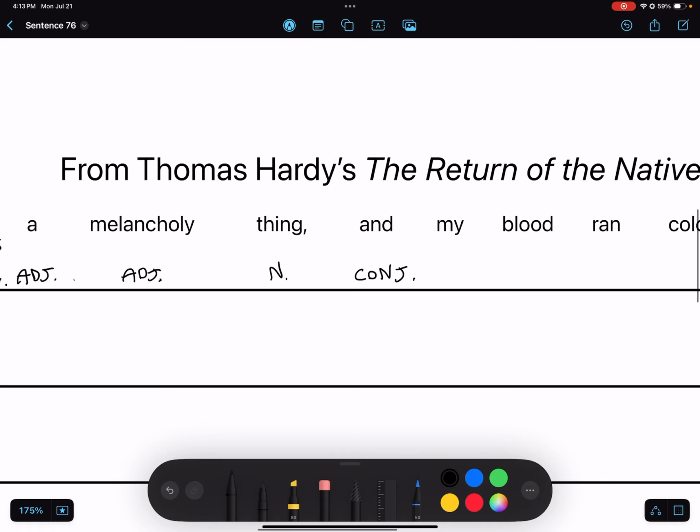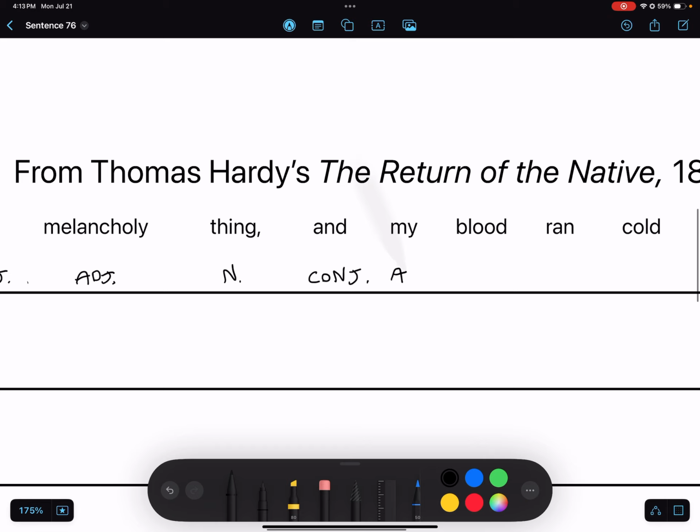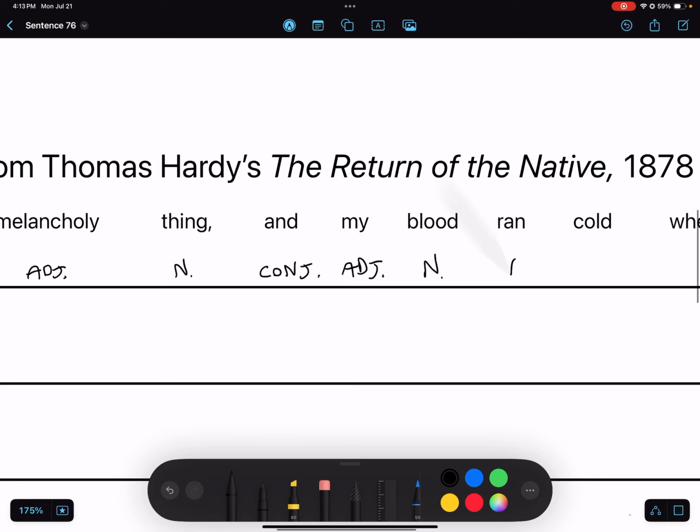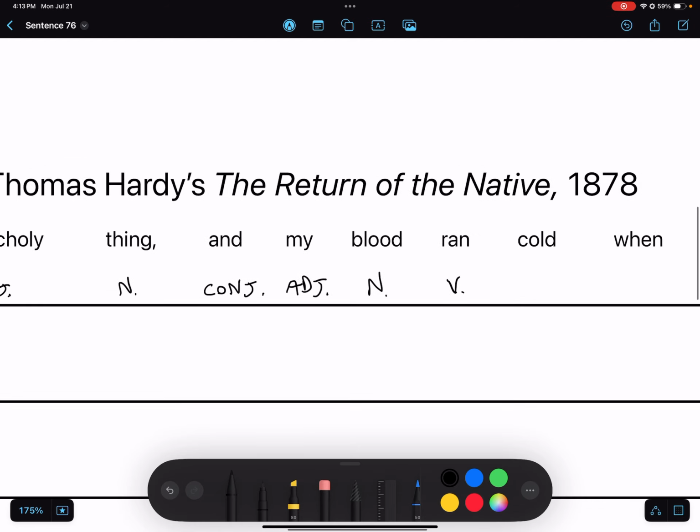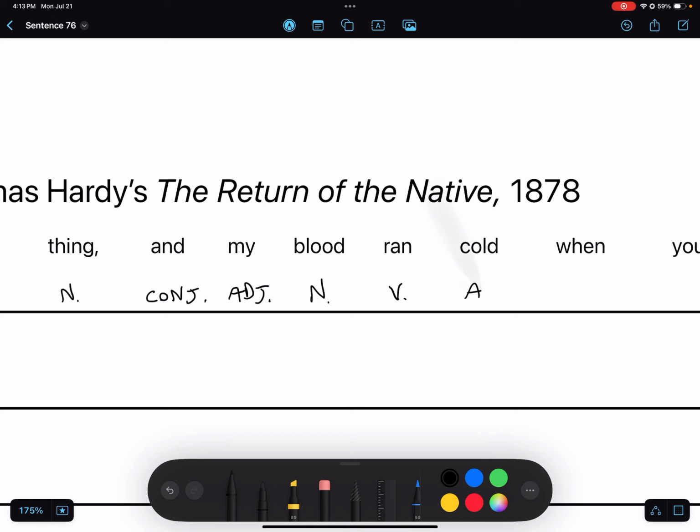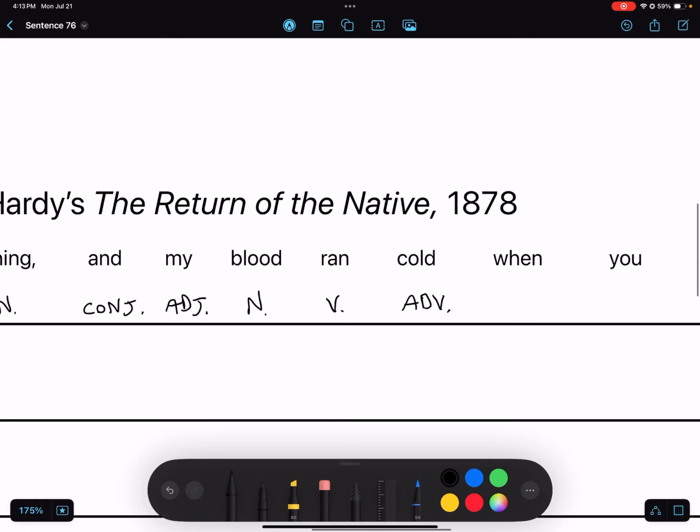Then my is going to be an adjective. Whose blood was it? It was my blood. So blood is going to be a noun there, as you can see. Then ran, that's a verb. It's an action of running. Cold is going to be an adverb. It's modifying the verb ran. How did it run? It ran cold. That's our adverb there. Then when is going to be another conjunction.